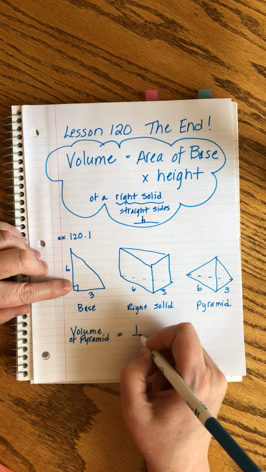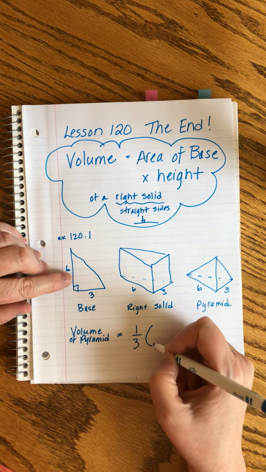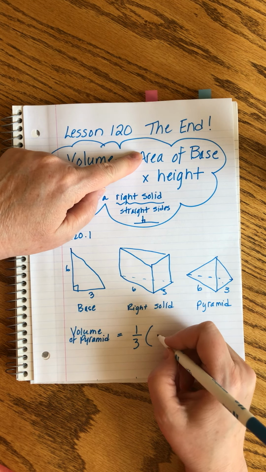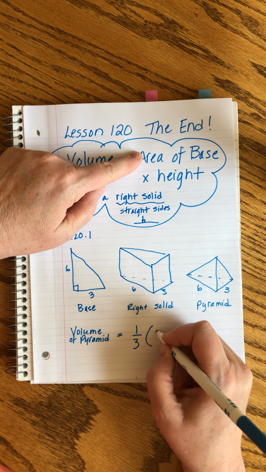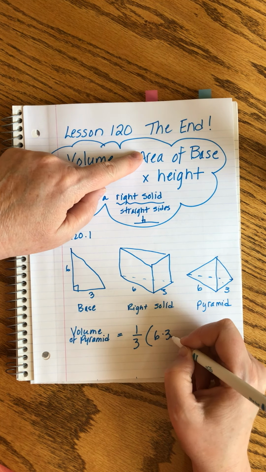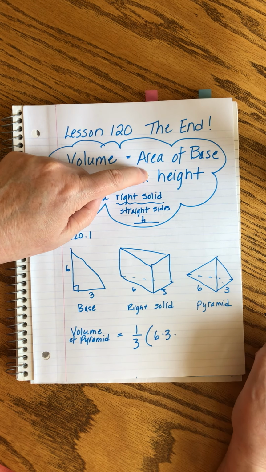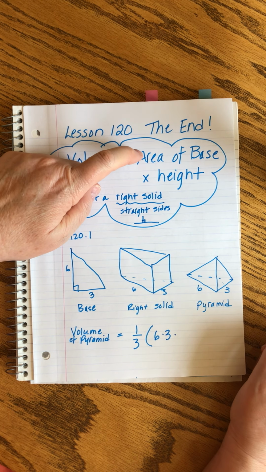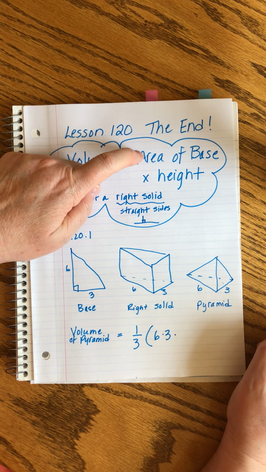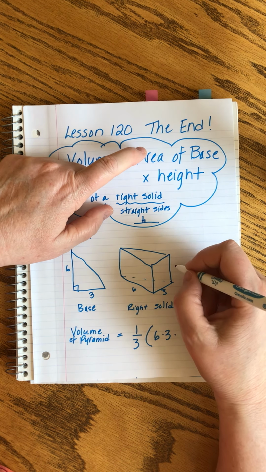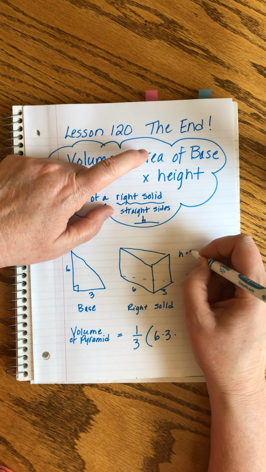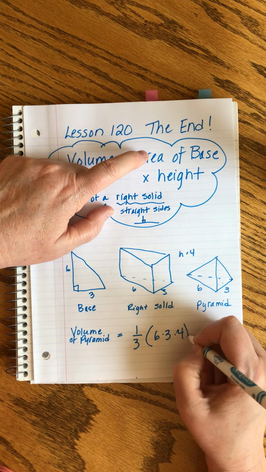is gonna equal 1/3 times the area of the base times the height. Where is the height? It tells us in the words. The base of a triangular pyramid 4 meters tall. Okay, so the height is 4. I'm just gonna write that there. Times 4.